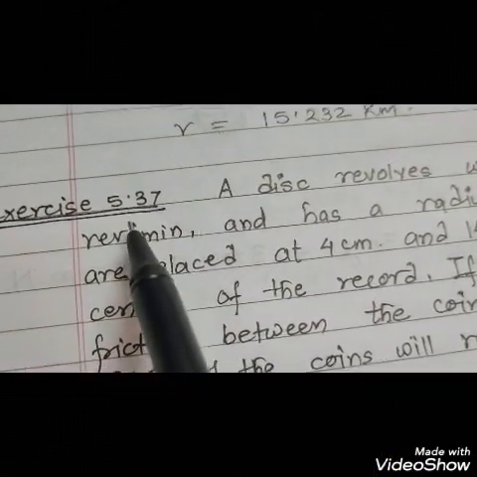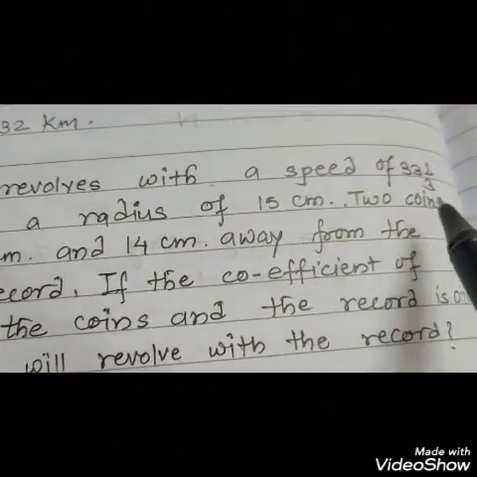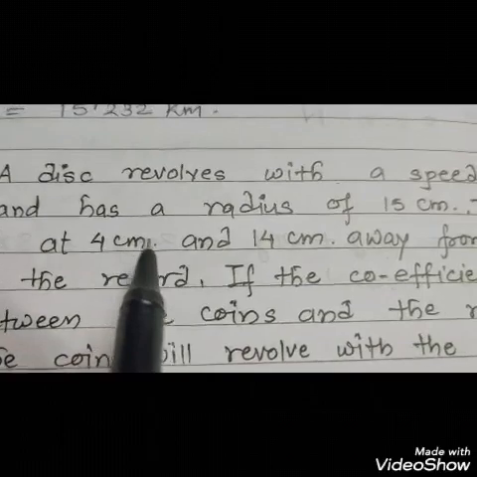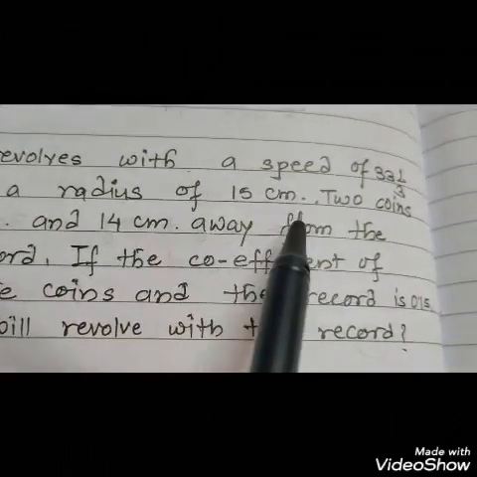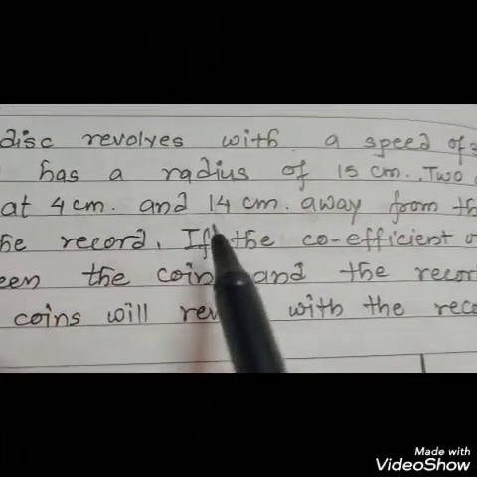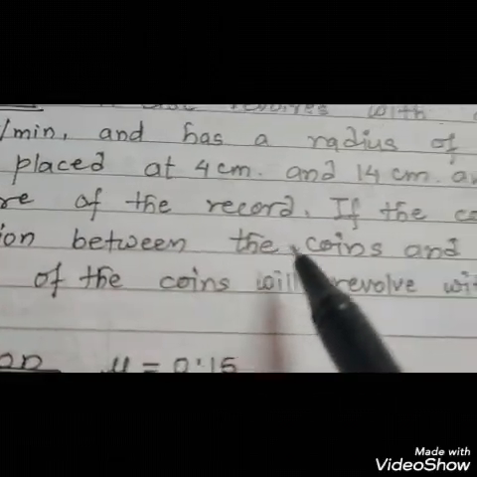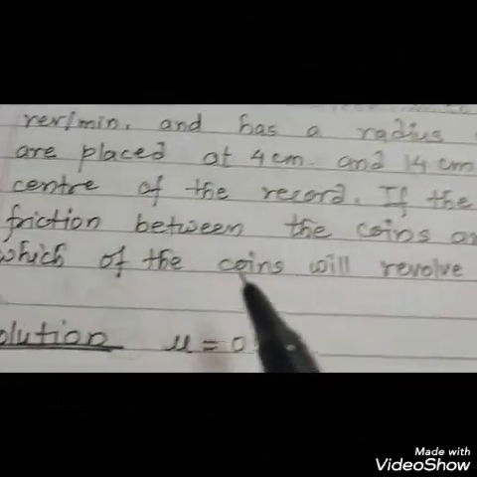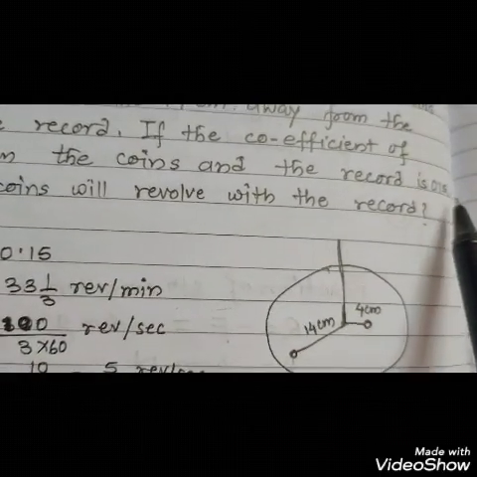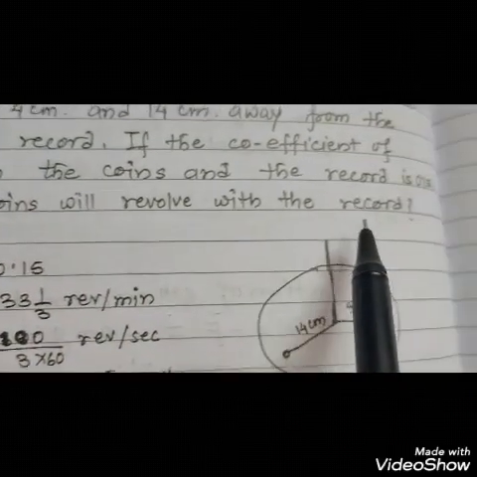Exercise question 5.37. A disk revolves with the speed of 33 1/3 revolution per minute and has a radius of 15 centimeter. Two coins are placed at 4 centimeter and 14 centimeter away from the center of the record. If the coefficient of friction between the coins and the record is 0.15, which of the coins will revolve with the record?